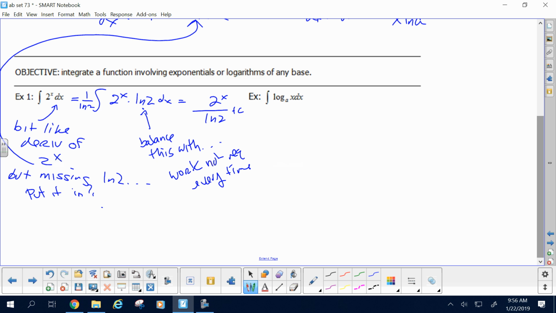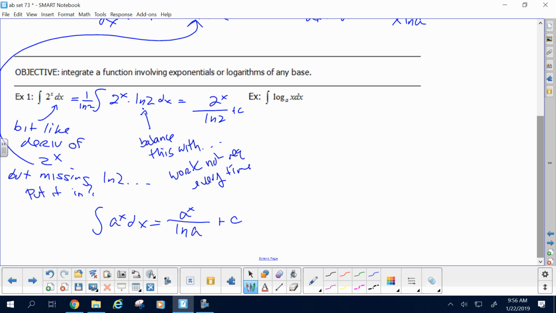Do I have a box for putting the rule down? The antiderivative of a to the x is a to the x divided by natural log of a, plus c, as opposed to the derivative, which is a to the x times natural log of a. It's all like the power rule.